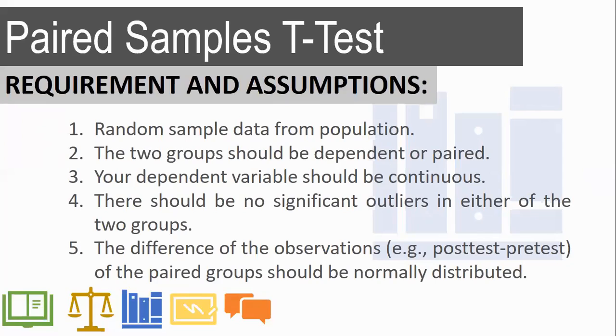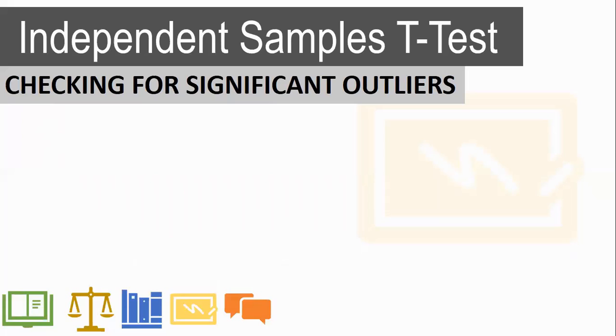So in the fifth assumption, we first need to subtract the values of the dependent variables before and after giving a certain intervention. To check for outliers, we have two methods. It can either be numerical or visual. First, the IQR method. This is a numerical method.